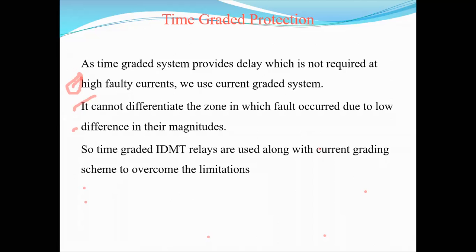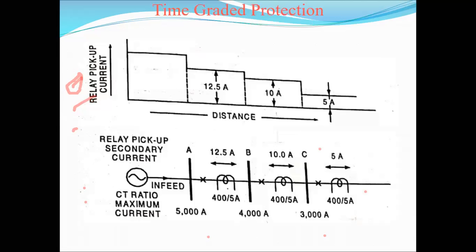So the time gradient IDMT relays are used along with the current gradient schemes to overcome the higher ratings of currents. That's why we are using the current gradient protection for heavy short circuit or heavy fault currents obtained in the feeder lines. On the basis of the short circuit currents, that relay coil will be disconnected at the particular feeder point.